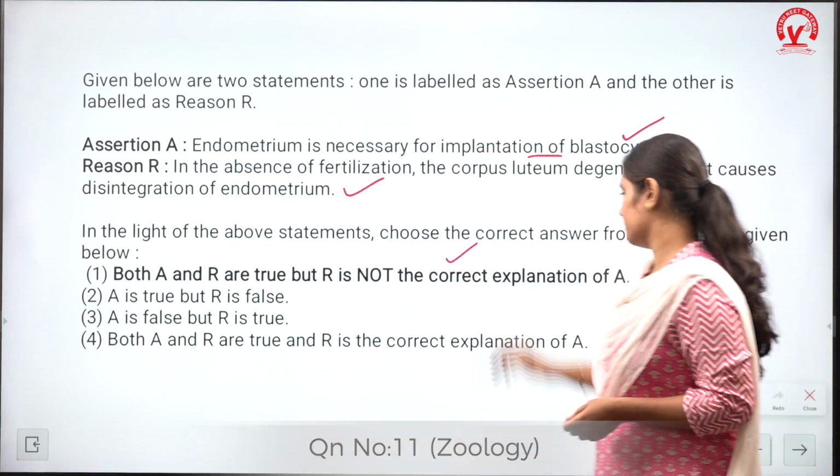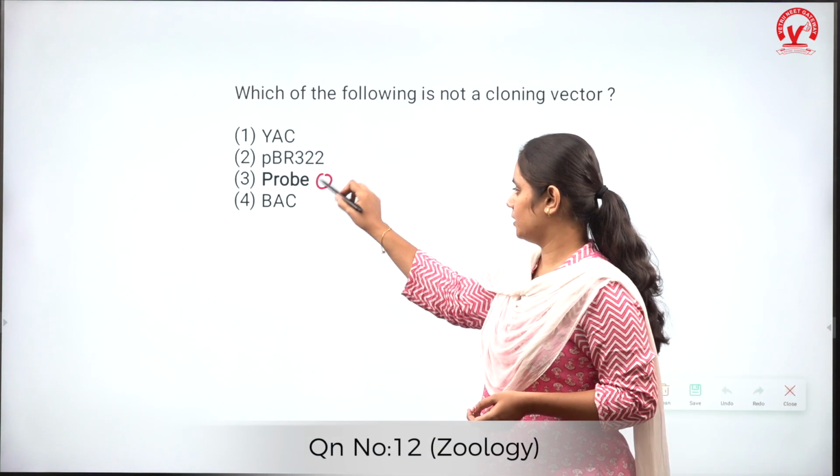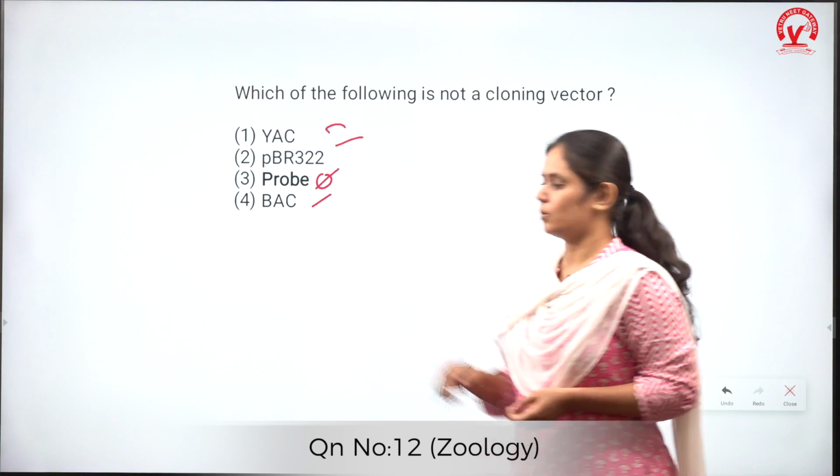This is the answer. Which of the following is not a cloning vector? So the answer will be option 3, probe, whereas the other three are cloning vectors.